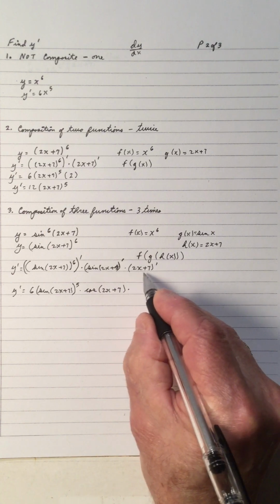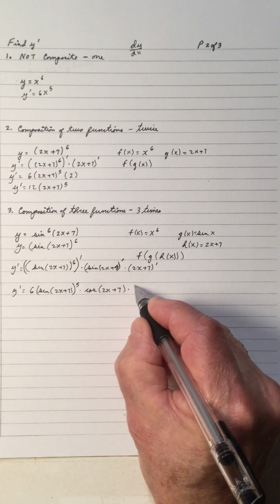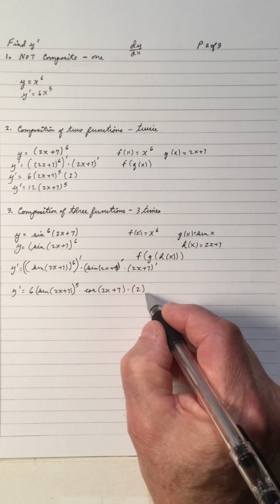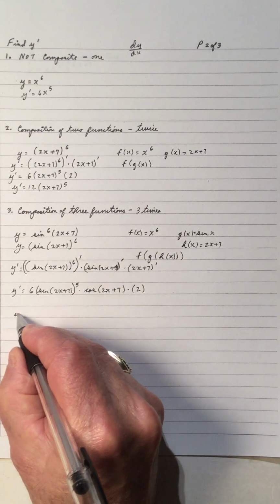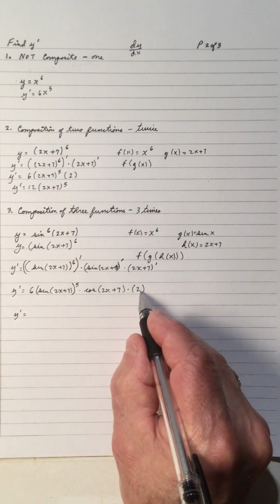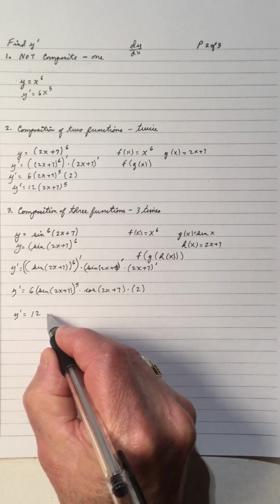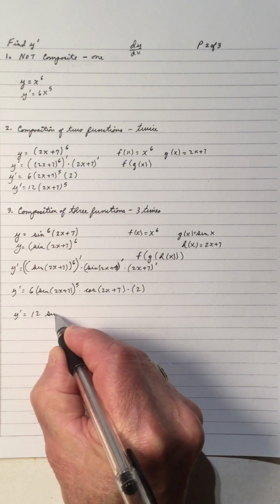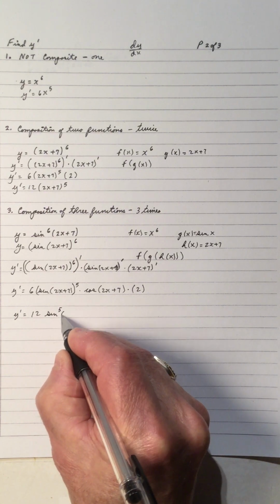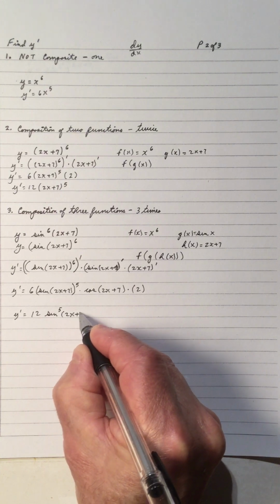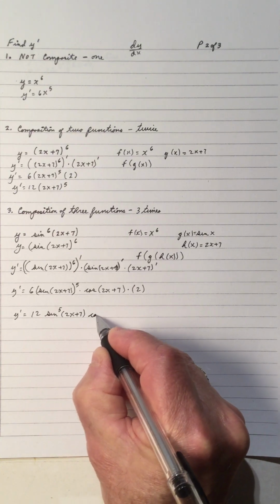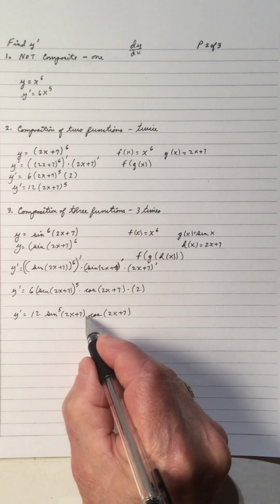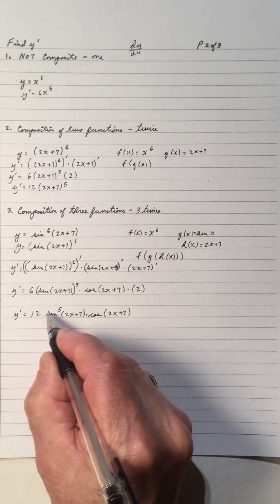And the derivative of 2x plus 7 is just 2. Derivative of 2x is 2, derivative of 7 is 0. So that becomes y prime, so 2 times 6 is 12. And we write this a little bit different if we want. Instead of the 5th power, we can go sine 5th power of 2x plus 7 cos 2x plus 7. So this is understood to be a multiplication right here.